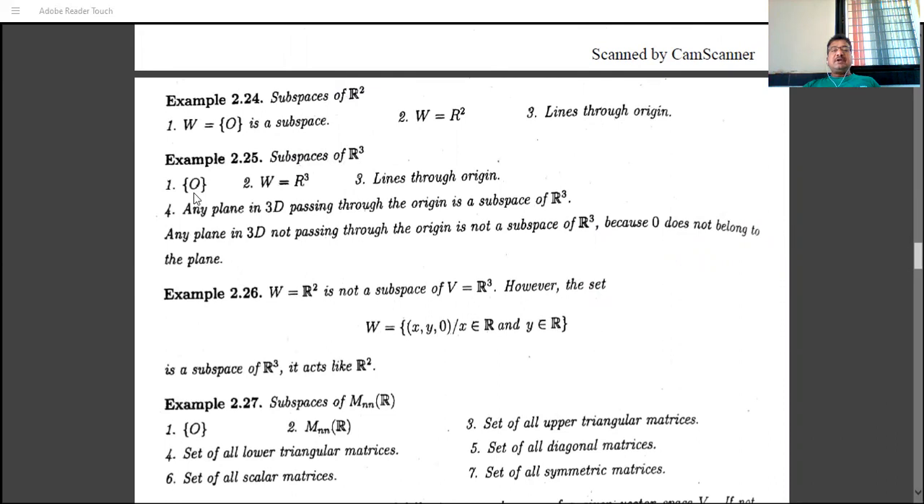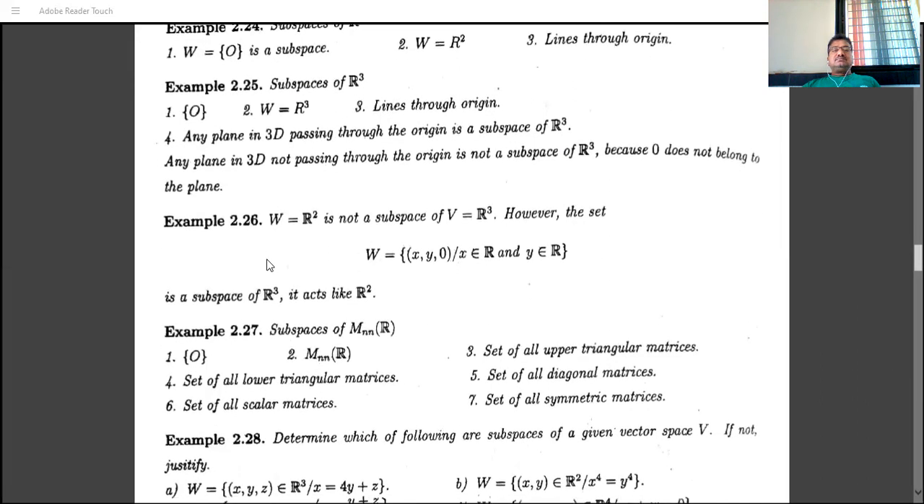So subspaces of R3: singleton 0 and R3, these are the trivial subspaces of R3. Every vector space is a subspace of itself. So R3 is a subspace of itself. Singleton 0 is a subspace, and lines through origin are also subspaces of R3. Any plane in 3 dimensions passing through the origin is a subspace of R3.